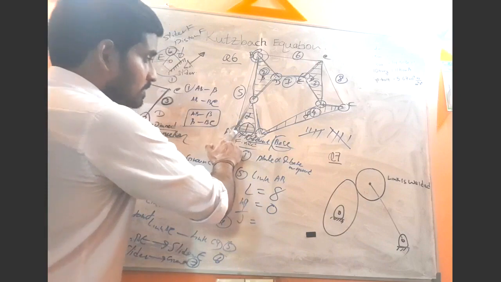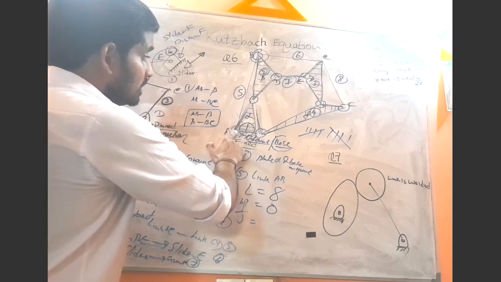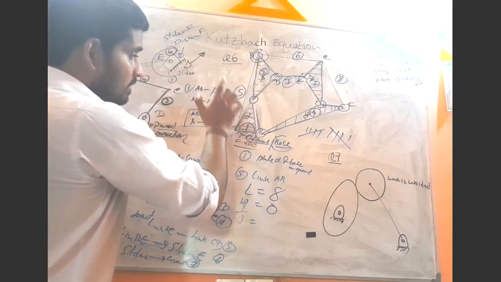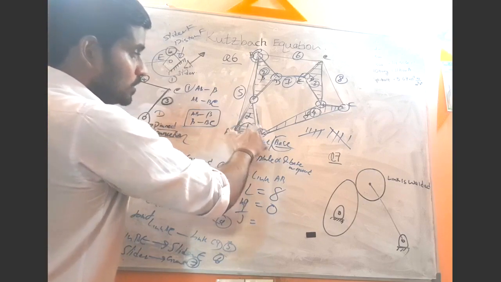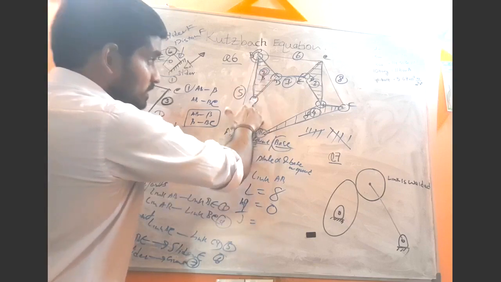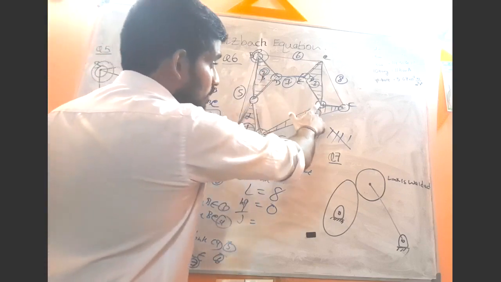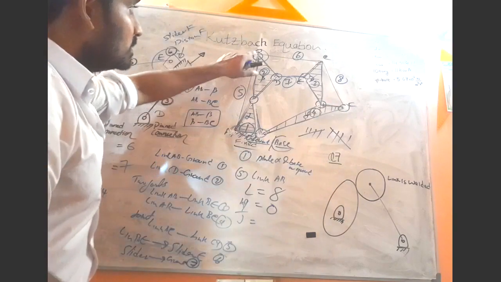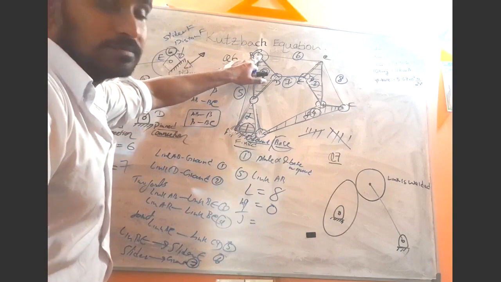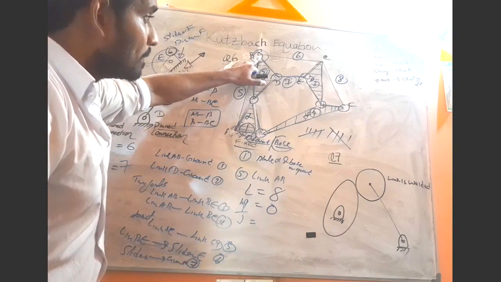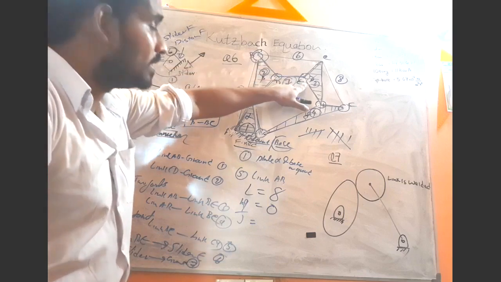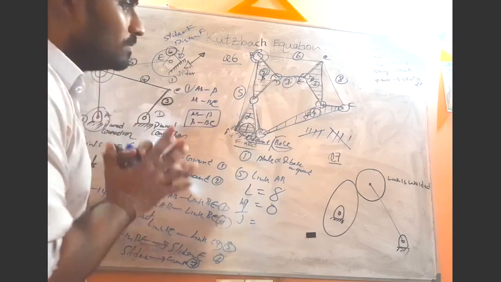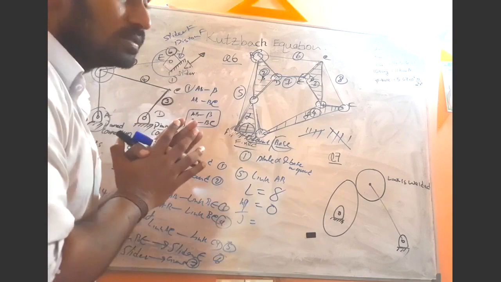Joint number 1 is the joint that connects the link AB to the base. Joint number 1, joint number 2, joint number 3, joint number 4 and joint number 5. Then joint number 6, 7, which I have previously explained. Then 8, 9. Now we have already analyzed 9 joints.